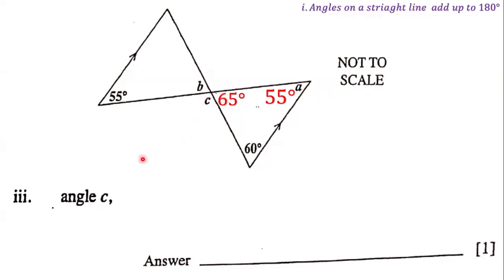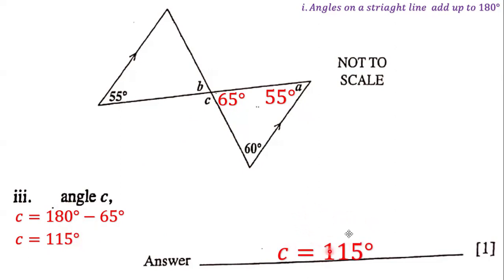And so if we want to figure out the size of angle C, what we need to do is subtract. We need to take 180 minus 65, and 180 minus 65 is going to be 115. And so that means that the size of angle C is going to be 115 degrees. And so that's the measure or the size of angle C, 115 degrees.